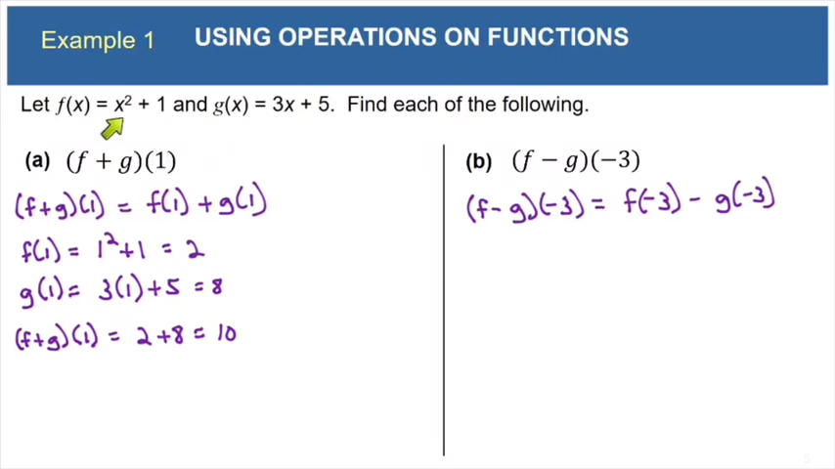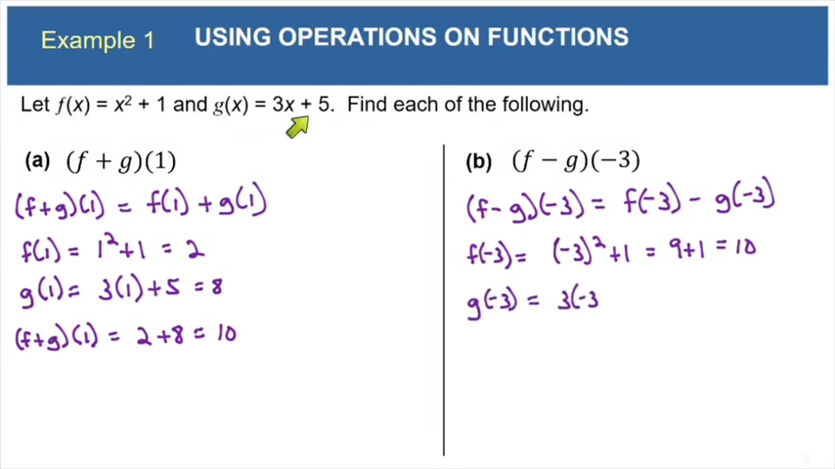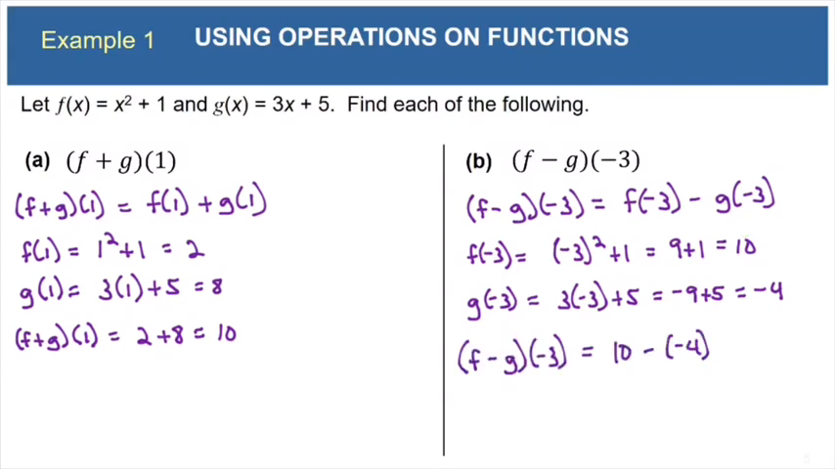Plugging negative 3 into the f function, f of negative 3 will be negative 3 squared plus 1. That's going to be 9 plus 1. That's 10. And g of negative 3 is going to be 3 times negative 3 plus 5. That's negative 9 plus 5. That's negative 4. So now f of negative 3 minus g of negative 3 is 10 minus negative 4, which is equal to 10 plus 4, which is equal to 14. So f minus g of negative 3 is equal to 14.